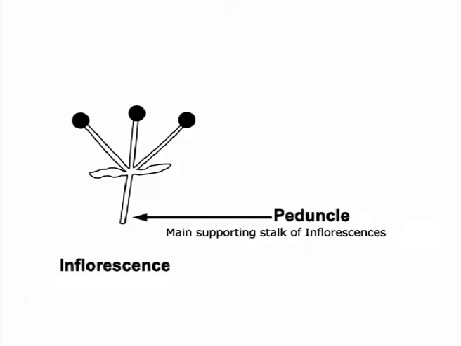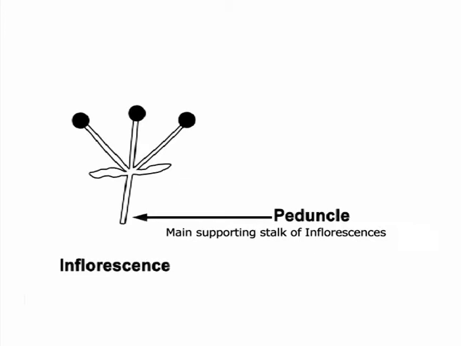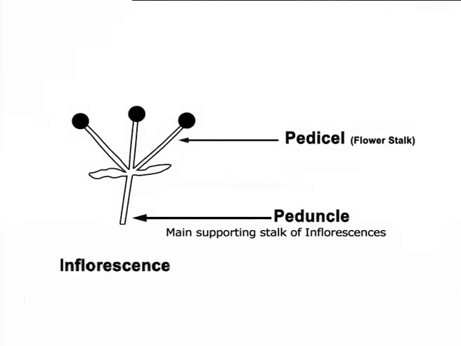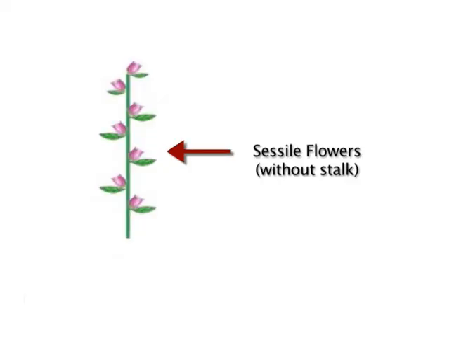The stalk of an inflorescence is known as peduncle and the main axis bearing the flowers within the inflorescence is called as rachis. The peduncle usually bears no leaves. Each flower may be attached to the main axis by a stalk called as pedicel and the flowers are thus termed as pedicellate. Sometimes the flowers do not possess a stalk and are termed as sessile.